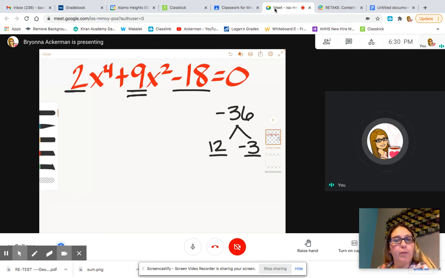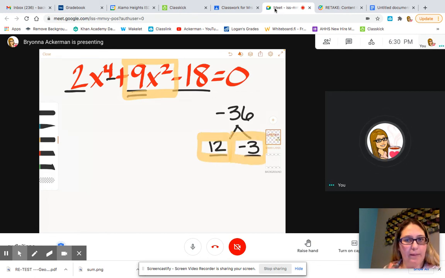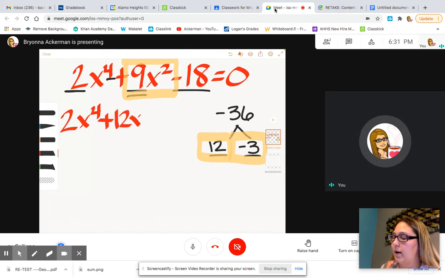Now, if you feel comfortable continuing with the AC method, you can. However, an easier way, especially because we are dealing with a 4th power, is we are going to replace this middle term, the 9x squared, with the 2 factors you just found. So we're going to split the b. Okay? So if I rewrite this, it's going to be 2x to the 4th, and I'm going to split the b. So I'm going to have a positive 12x squared, a negative 3x squared, and that minus 18.